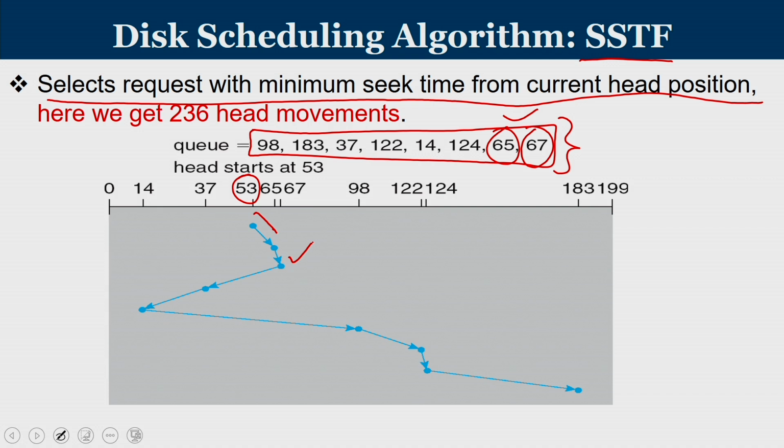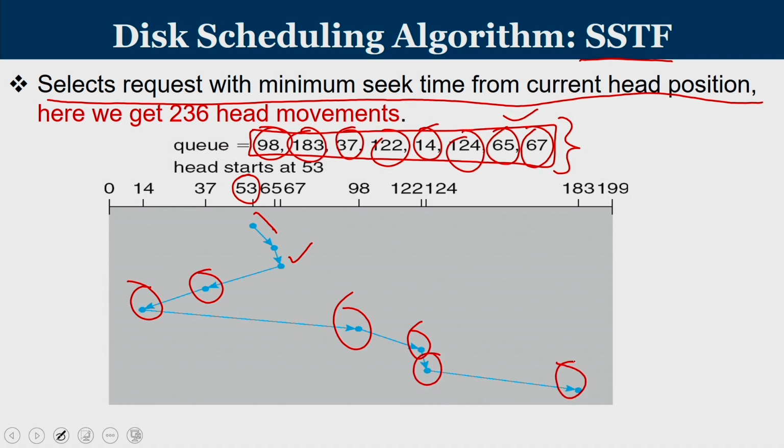Then there is 14, there is 37. So, 37 seems to be the closest one to 67. So, the next request is 37, and from 37, 14 is the closest one. So, move to 14, and then you move to 98, and then from there to 122, 124, that is what is shown, and at the end I reach 183. So, in this case, I have a little lesser number of head movements, only 236 movements, because every time I am trying to look for the nearest point with respect to the current head location.